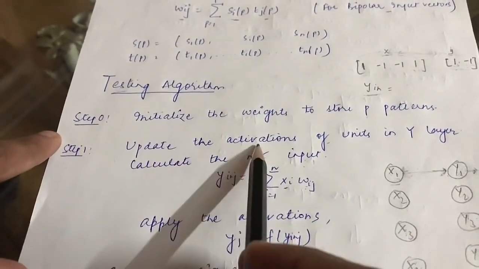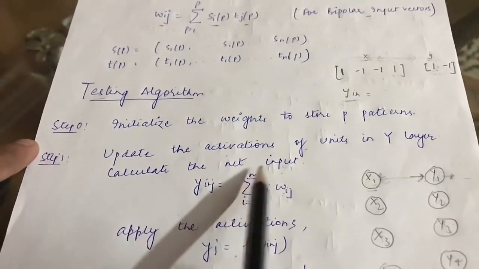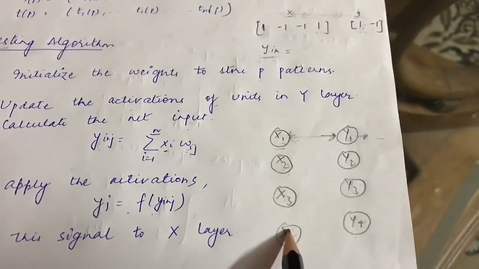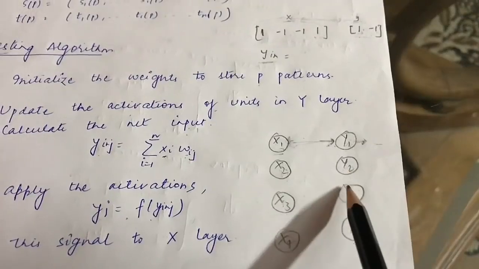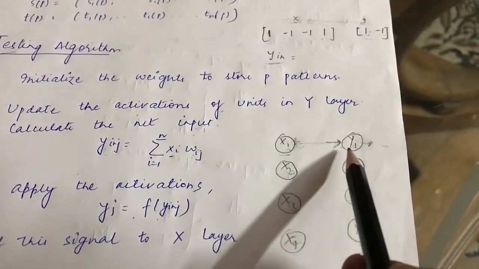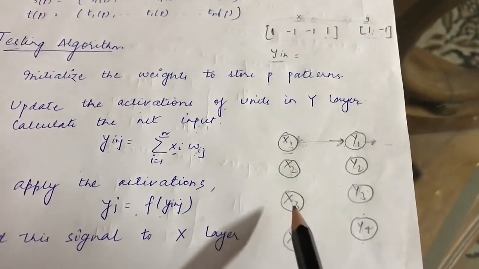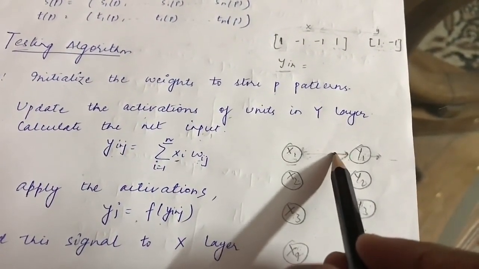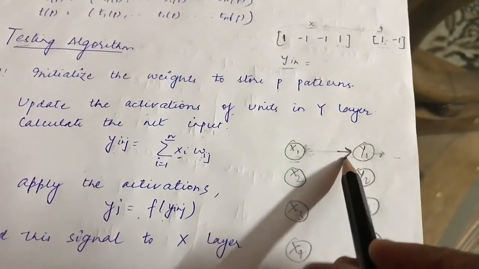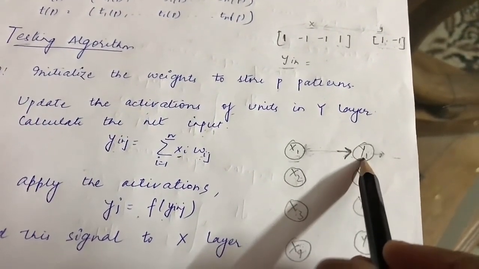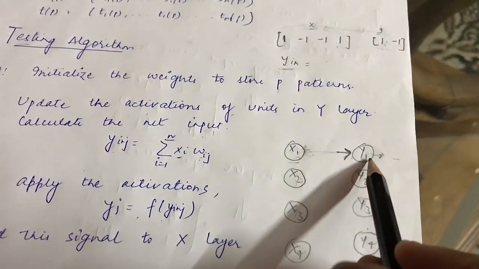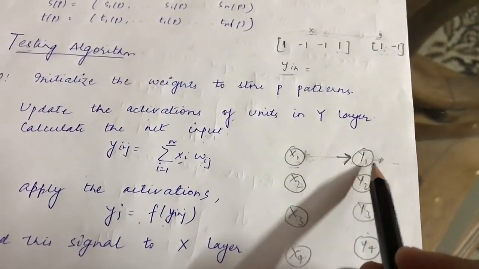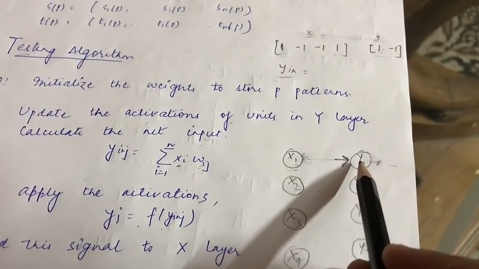Step 1, update the activations of the units in the Y layer, calculate the net input. For example, let us say x1, x2, x3, x4 represents the input given in the question, and y1, y2, y3, y4 represents the corresponding output vectors for the input vectors. So we first calculate the net input to the output layer, and then we apply activation function over it, and then we compare the result with the target output given in the question. If it is equal, then we say that the convergence occurs. That means correct response is obtained.